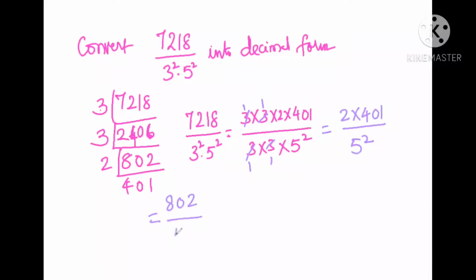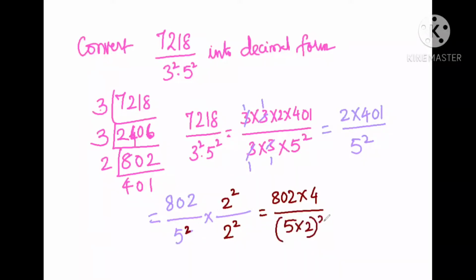If we multiply 2 into 401, we get 802 by 5 square. Now by which number do you have to multiply here? 5 square is there, 2 is not there in the denominator. You have to take 2 with the same power, 2 square. Multiply the numerator also with 2 square. Then 802 into 4 by 5 into 2 whole to the power of 2. Here 4 8s are 32, so 3208 by 10 square, which means 100.